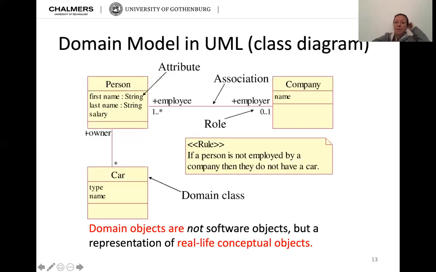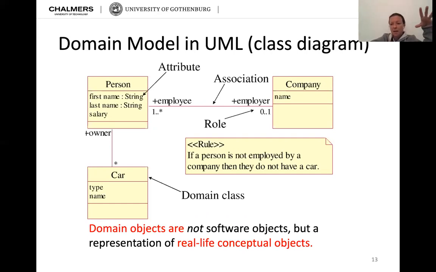Now here's a first example of a domain model in UML as a class diagram. We see a person, we see a company, we see a car. Okay, let's see, what are all the elements in here? What can we read out of here? Are those software objects? Nope. I know it says at the bottom of the slide, domain objects are not software objects. What they are is a representation of real-life conceptual objects.